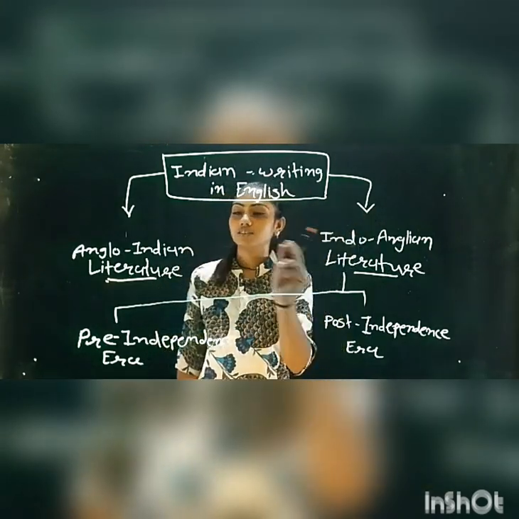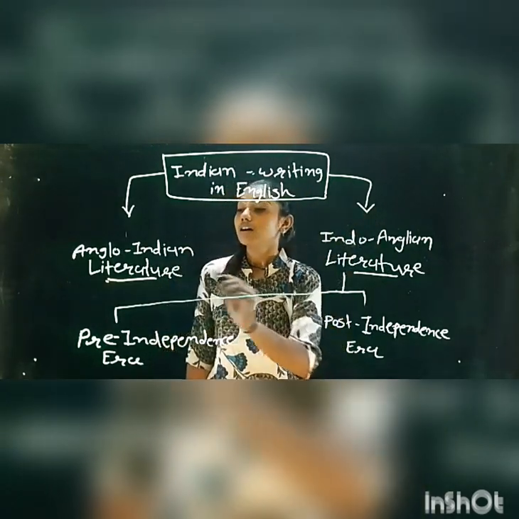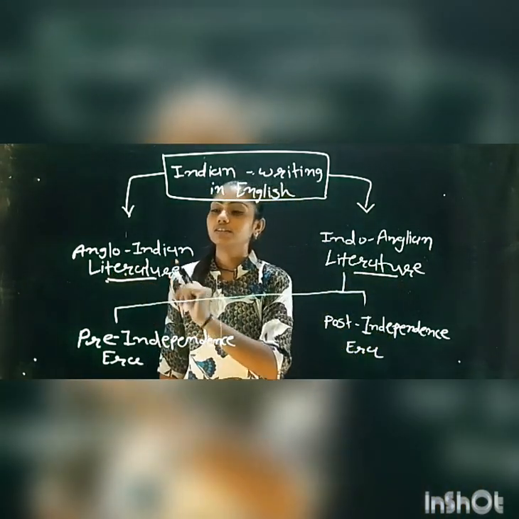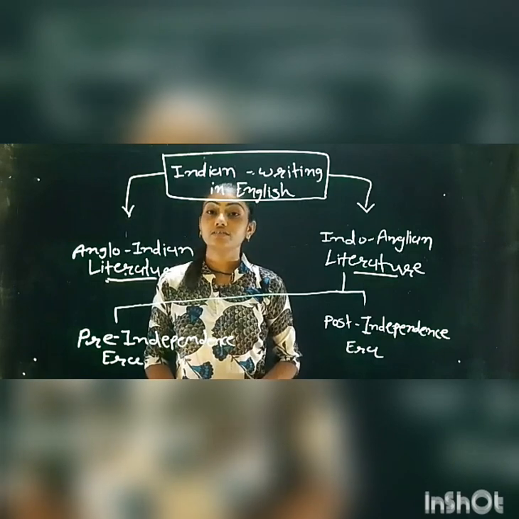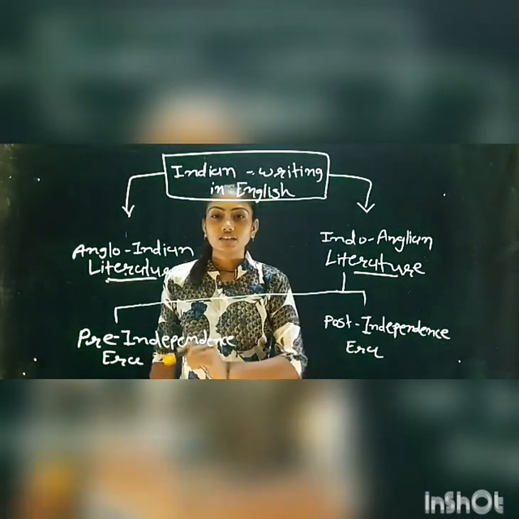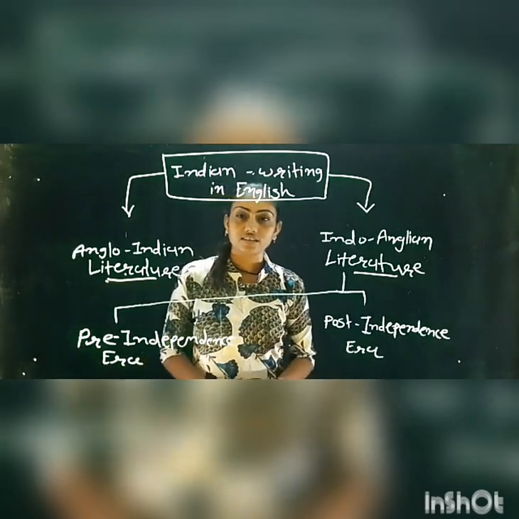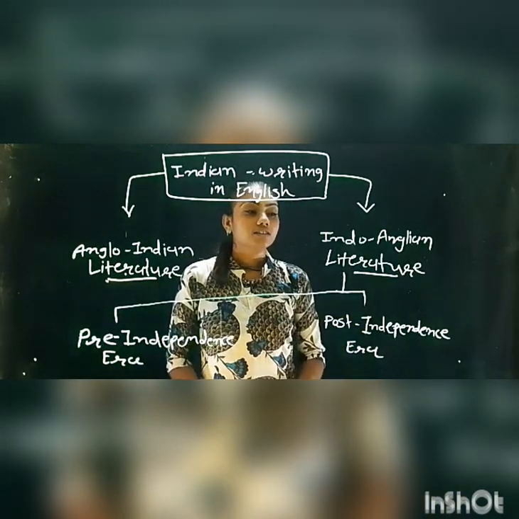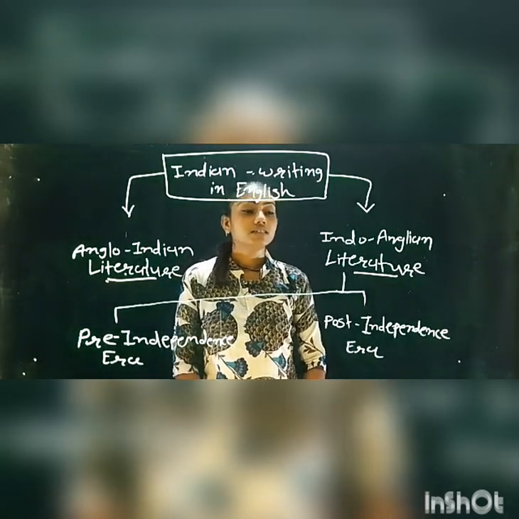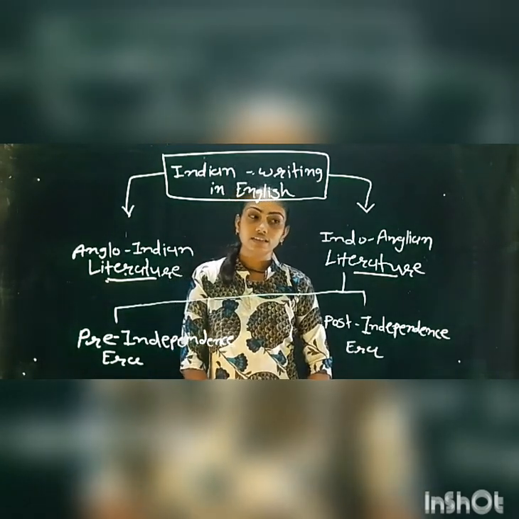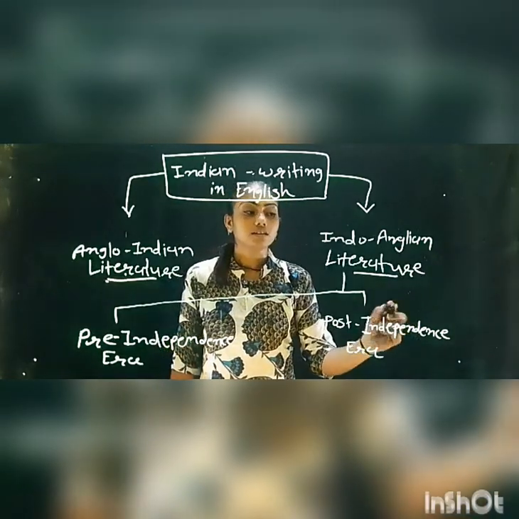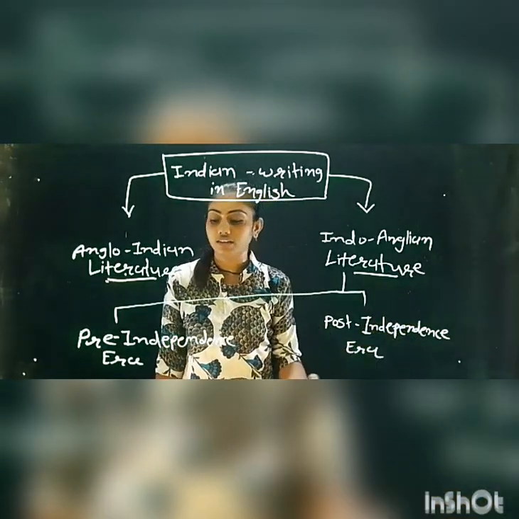There are two parts of Indian writing in English: Anglo-Indian literature and Indo-Anglian literature. Anglo-Indian literature means literature which is written or created by Western writers about India and Indian culture, and so on. And Indo-Anglian literature means literature written about Indians, where the writers are also Indian.